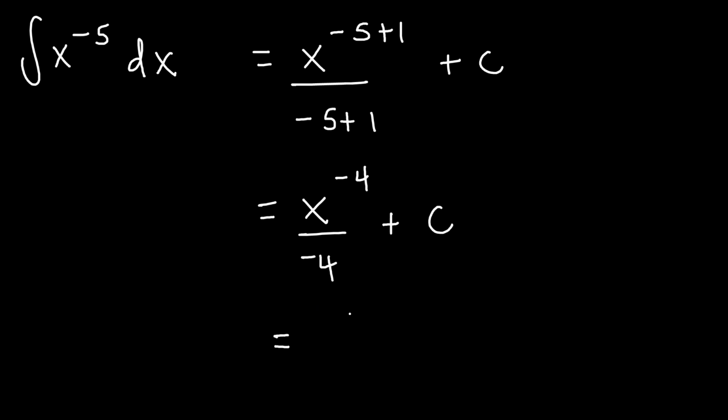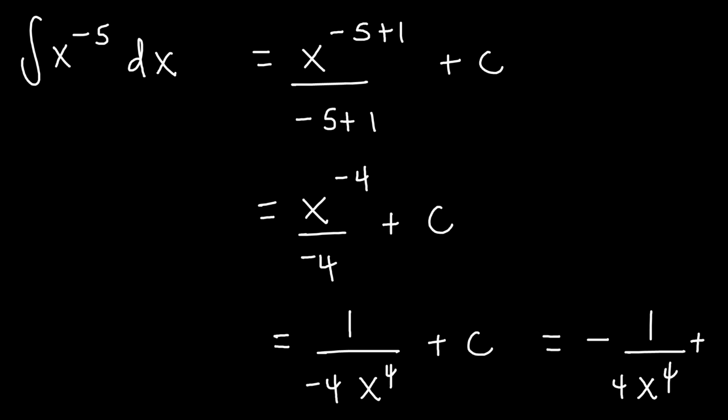So this will be equal to 1 divided by negative 4 times x to the power of 4, and then plus c, which is the same as negative 1 divided by 4x to the power of 4 plus c. Now you try out this. Solve the integral of 1 divided by x to the power of 3 times dx.